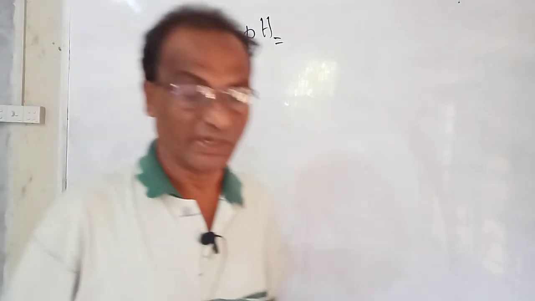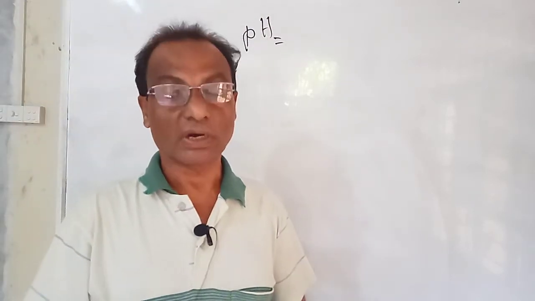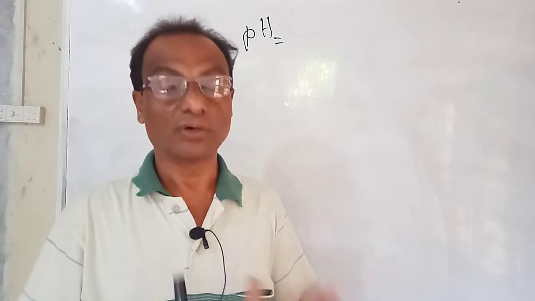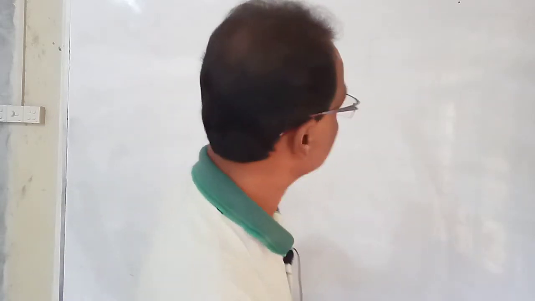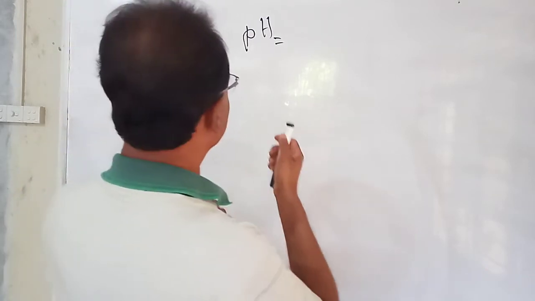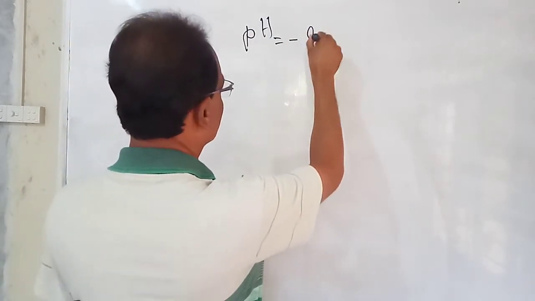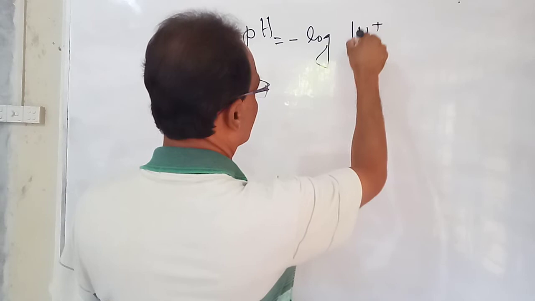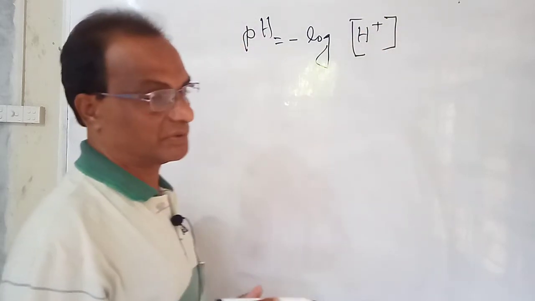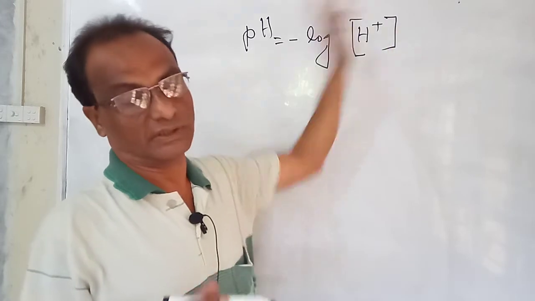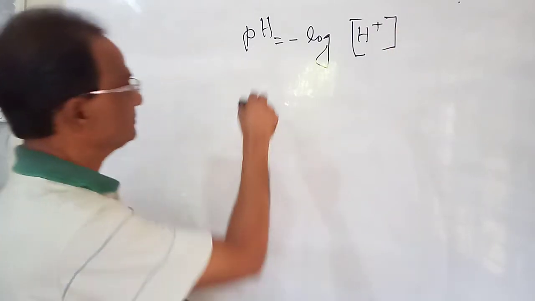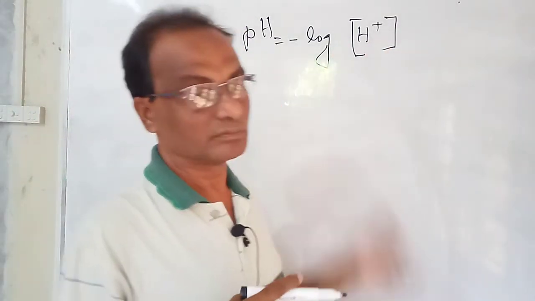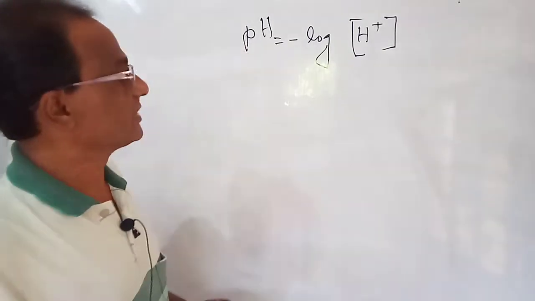So what is pH? The definition of pH is the negative logarithm of hydrogen ion concentration. That is, mathematically it can be written as minus log [H+], hydrogen ion, and the square bracket denotes the concentration. So this is the mathematical description of pH.